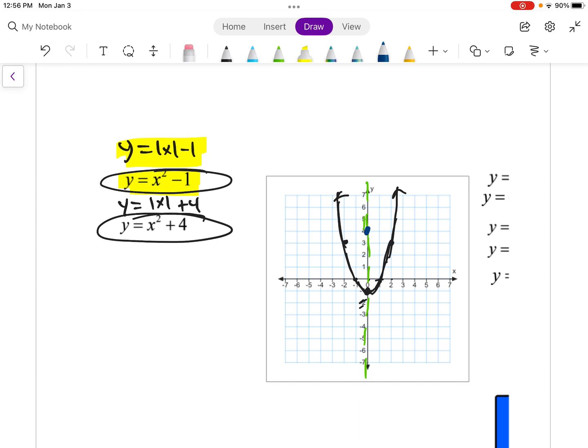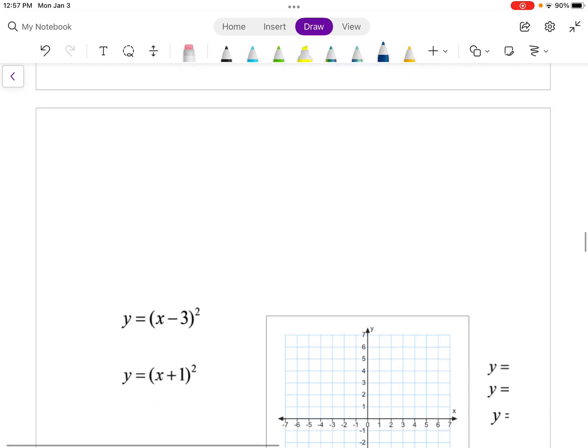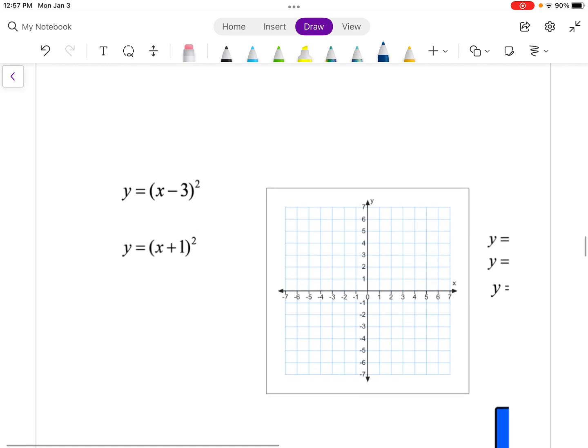So from the vertex, I go over 1, up 1, and over 2. 2 squared is 4, so over 2, up 4. And then if I go across the line of symmetry, there's going to be points over here. So that graph ends up looking like that. So again, if we make that connection with what we already learned about absolute values, that makes these pretty easy to do. Okay, so let's look at this next transformation.